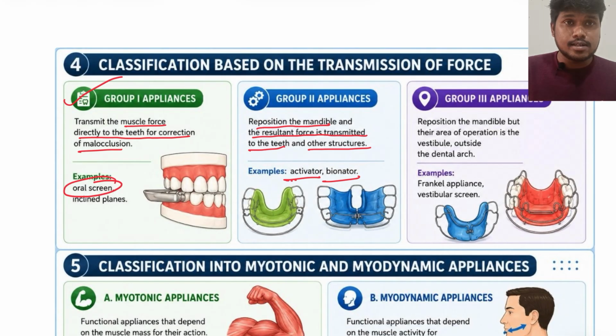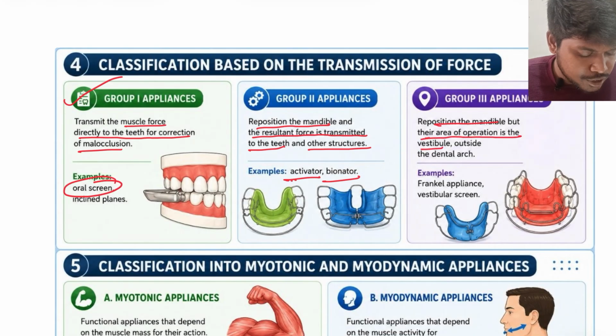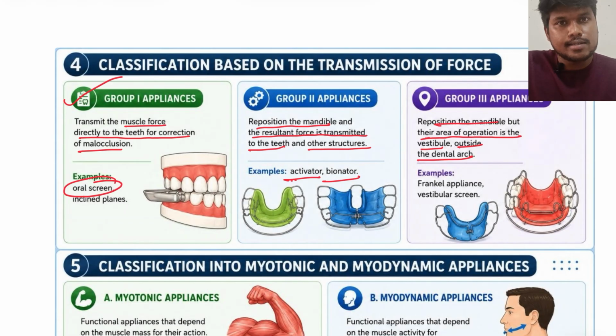Okay, now next one is group 3 appliances. They reposition the mandible, but their area of operation is the vestibule outside the dental arch. So group 3 appliances reposition the mandible, but they will not work on the dental arches; they will work on the vestibule or outside the dental arch. Examples are the Frankel appliance or vestibular screen.